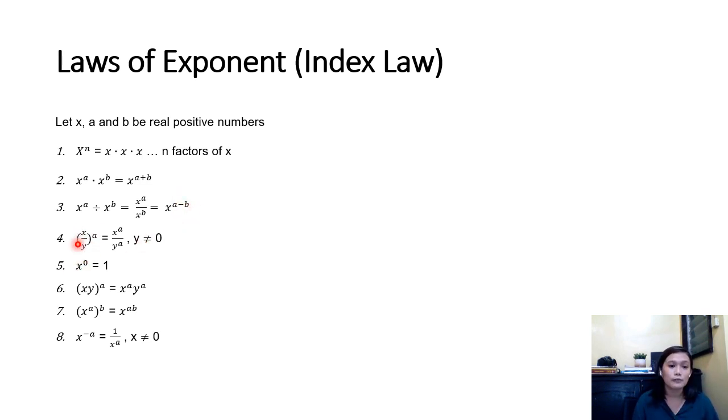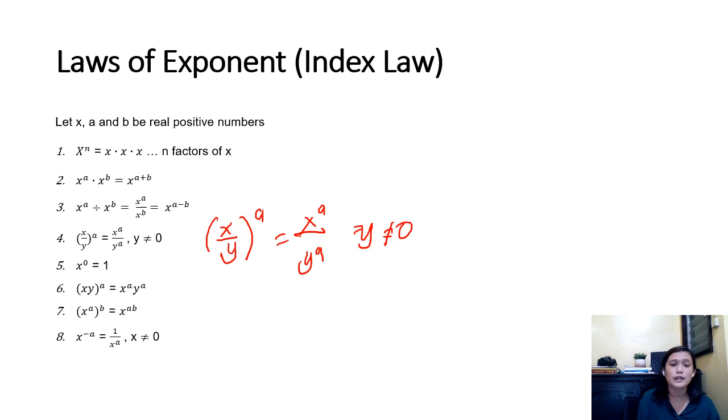If you have the quantity x all over y, quantity raised to a, it is written this way, class. So you have x all over y, quantity raised to a. This is written as x raised to a all over y raised to a. Okay? So y should not be equal to 0. Why? If you have x raised to a all over 0, it means undefined. A number all over 0 is undefined.